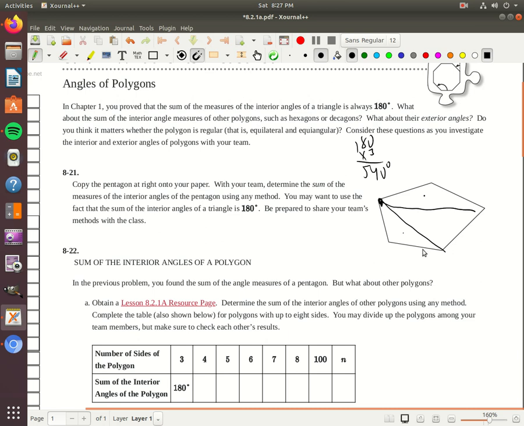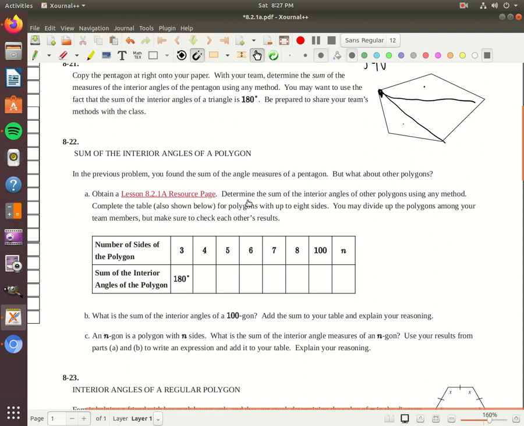All right, as we move along, it says the sum of the interior angles of a polygon. In the previous problem, you found the sum of the angle measures of a pentagon, but what about other polygons? It asks you to get this resource page. You should be able to click a link in the ebook if you have one. If not, I sent you the link to get the ebook. If I remember, I'll put a PDF in the file. I probably won't, so if you have an actual textbook and need this resource page, reach out to me to remind me if I do forget.